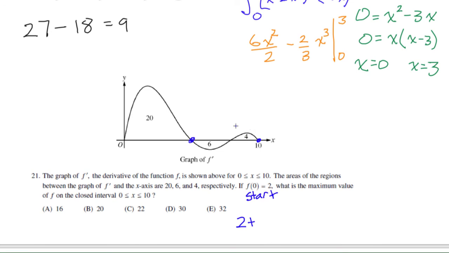Just 4 versus 6. If this 4 was bigger than 6, then that would be the answer. But the answer is going to be this one because 6 is bigger than 4 and 6 is a negative area. So the answer is going to be 2, which is the starting value, plus that 20 for the answer of 22.